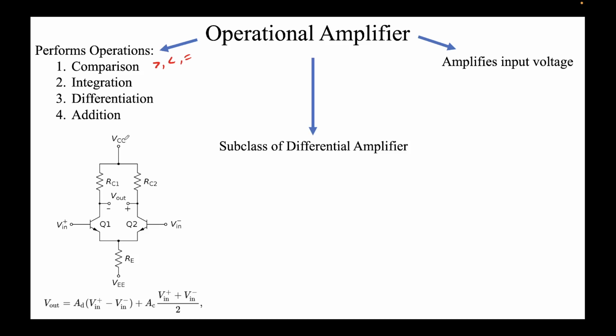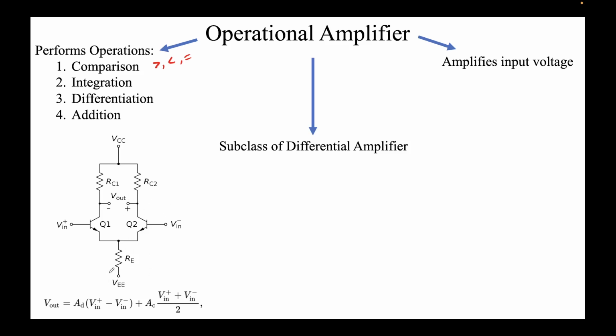You are given a power supply VCC and a power supply VEE, and these are the two inputs, V in plus and V in minus. Two BJTs which are identical, Q1 and Q2, and these are the resistors, and we are taking the output in this form over here, the difference between the collector voltages of these two BJTs. And if you do some mathematics on this, the expression of V out can be written in this form.